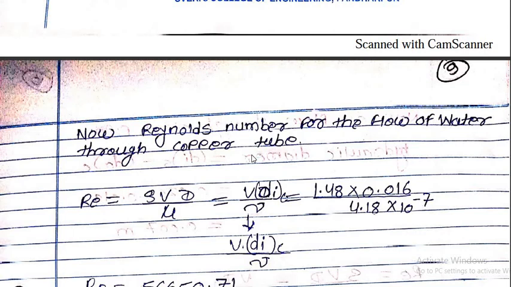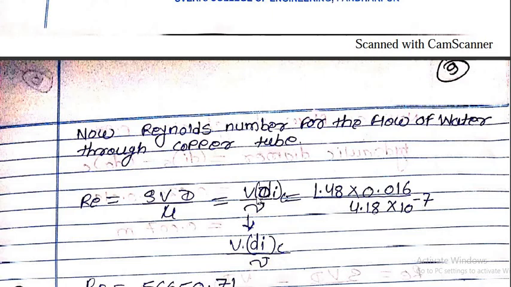The Reynolds number equation we already know: rho V d divided by mu. Here rho is the density of the fluid, V is the velocity or the flow rate of the fluid, D is the hydraulic diameter of the tube, and mu is the dynamic viscosity. Now we know that mu divided by rho, dynamic viscosity divided by density, is nothing but kinematic viscosity.